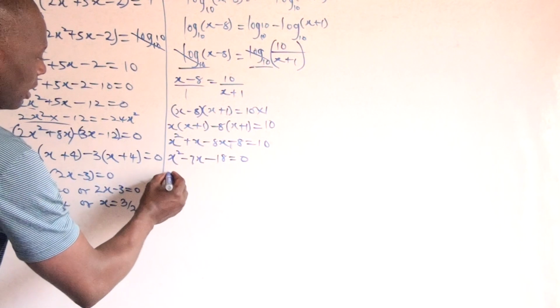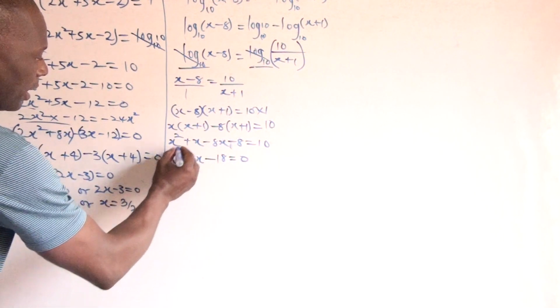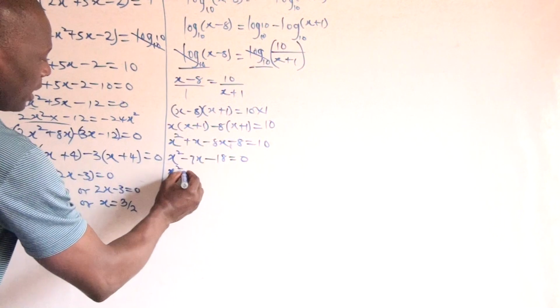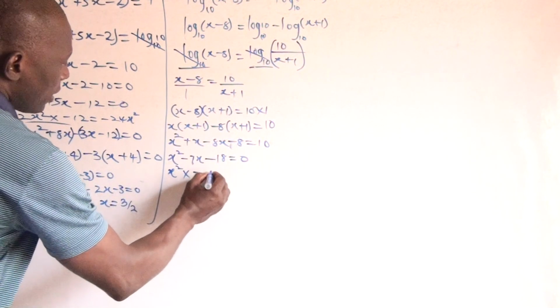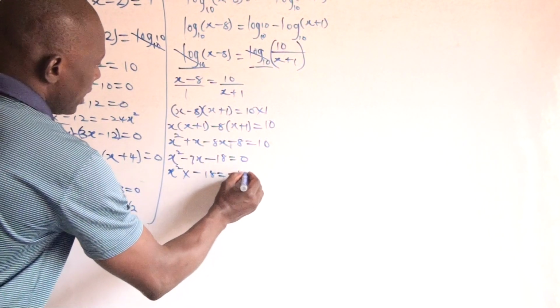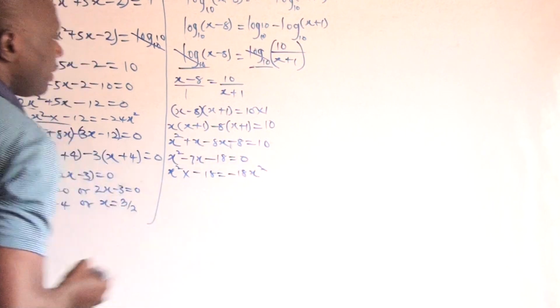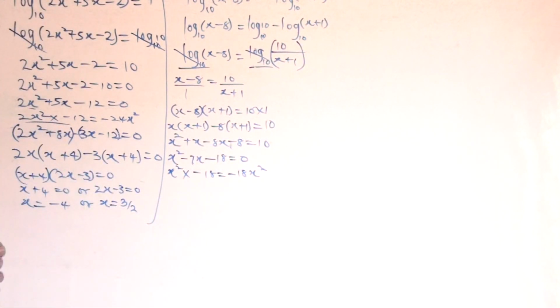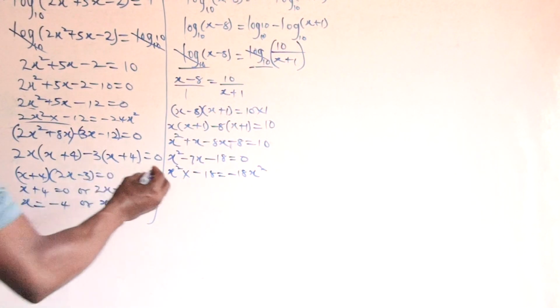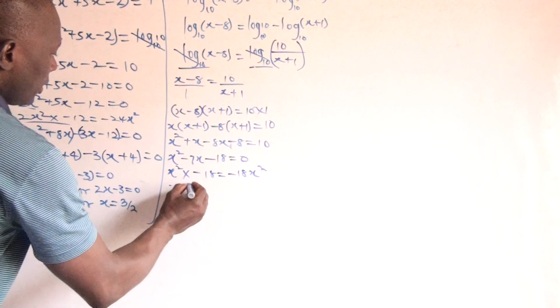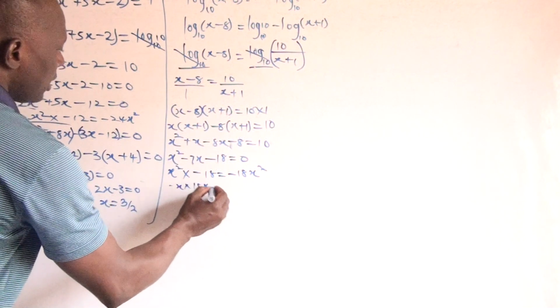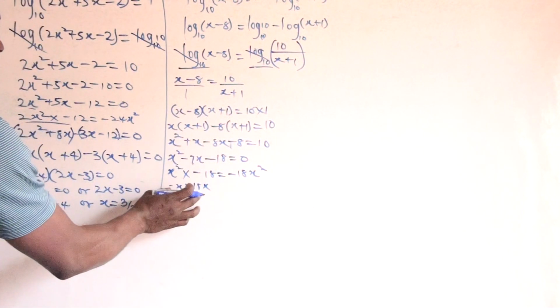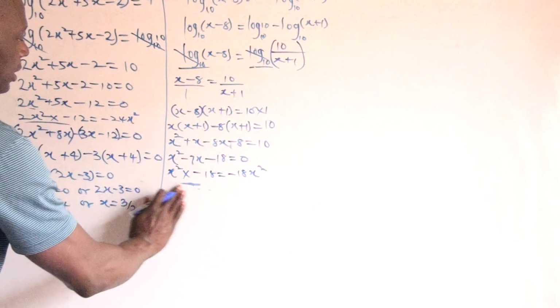Let's apply that. First, we look at the term containing x squared times the constant term, which is minus 18. This will give us minus 18x squared. Then we look at all the factors of minus 18x squared. If we say minus x times 18x, it will give us this, but if we add it, it's not going to give us minus 7x, so that means it cannot work.